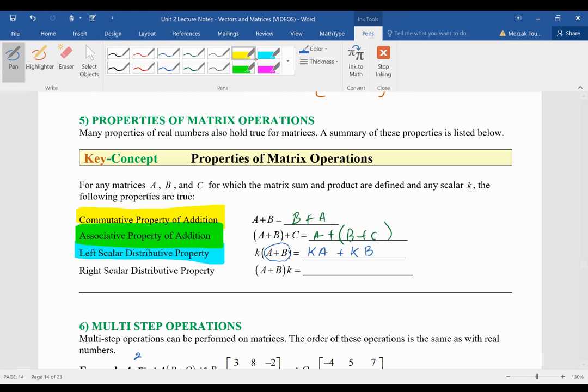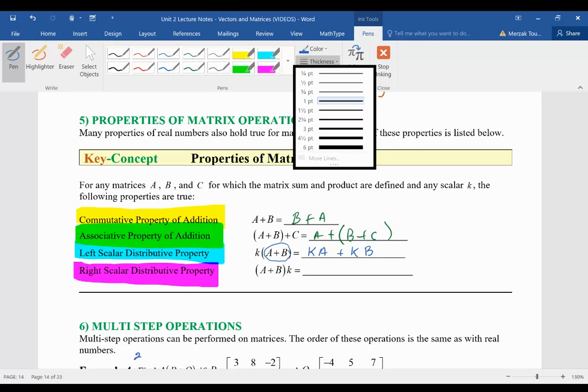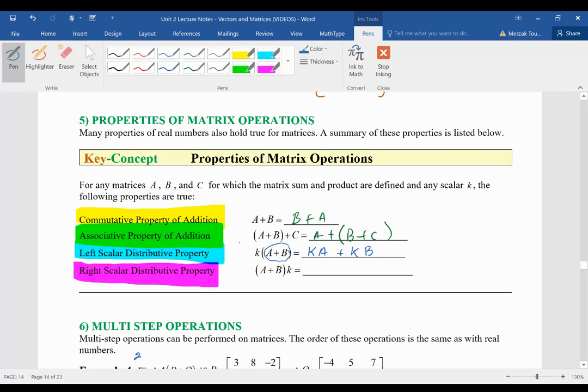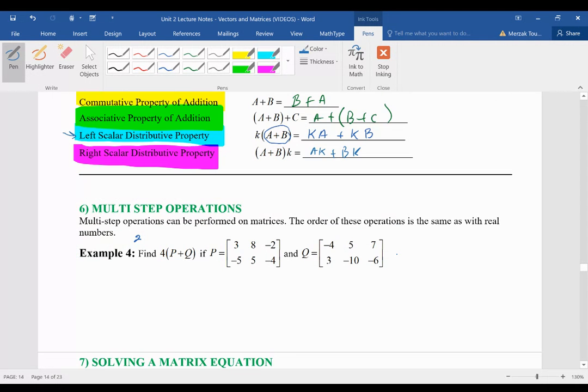Now, the last thing, which would be the right scalar distributive property, is the same as the left scalar distributive property. It's just we have A plus B then times k. Well, it's A times k plus B times k. And really, this one is the same as kA plus kB. Same thing. No difference.